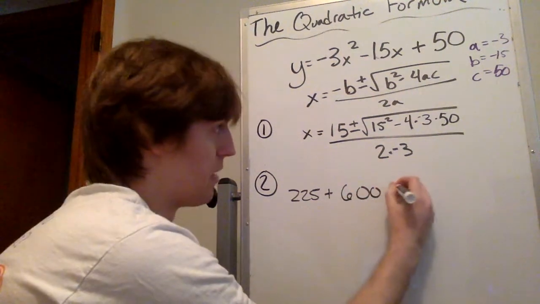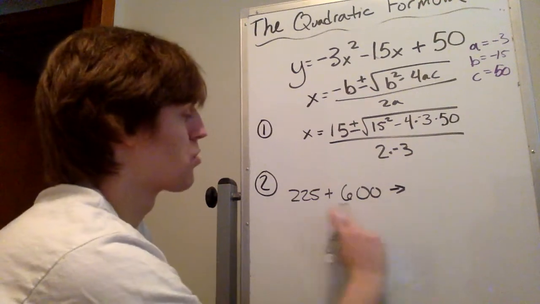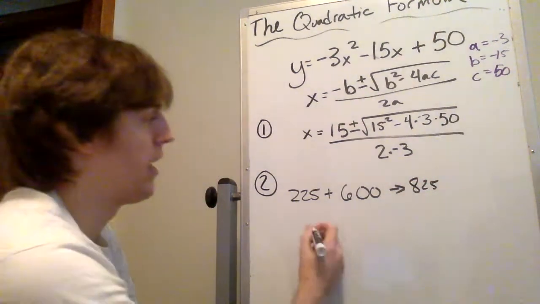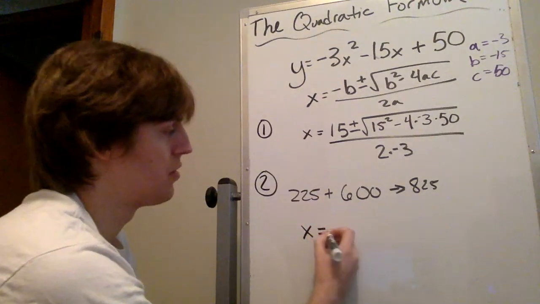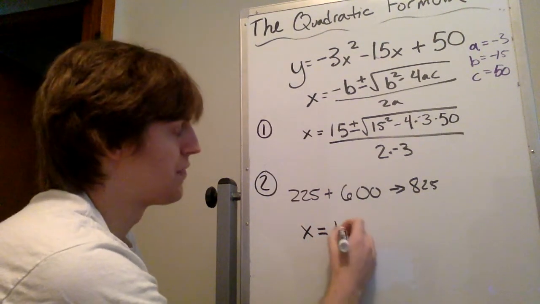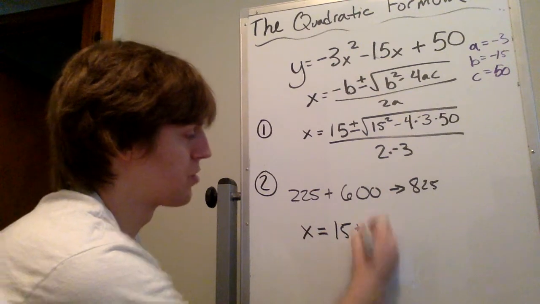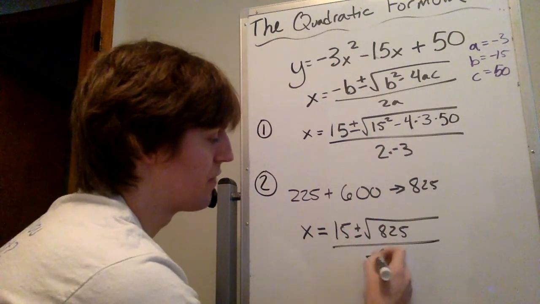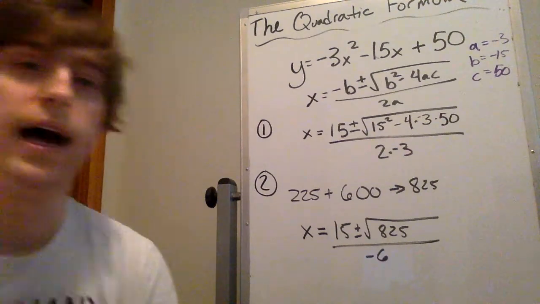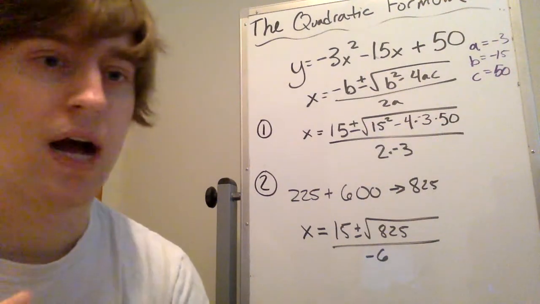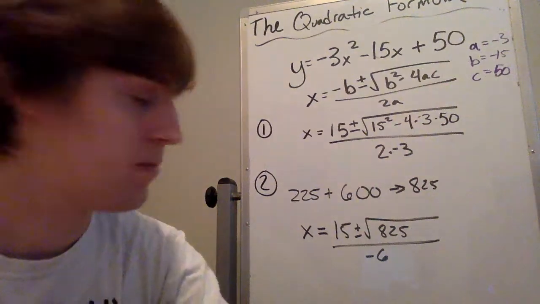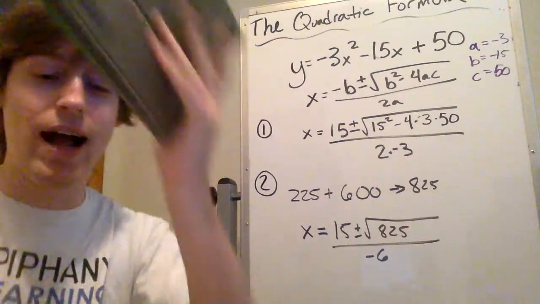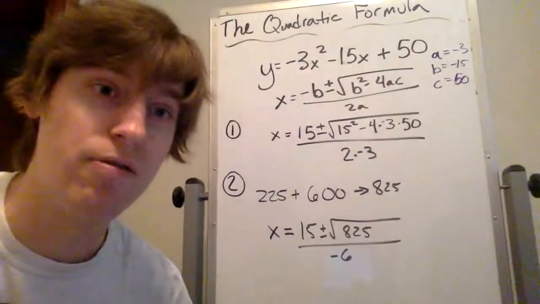Okay, so that's going to be 825. Now I have x equals 15 plus or minus the square root of 825, all over -6. Since this problem was probably not factorable, I don't think this is going to be a rational number. I think it's going to be an irrational.